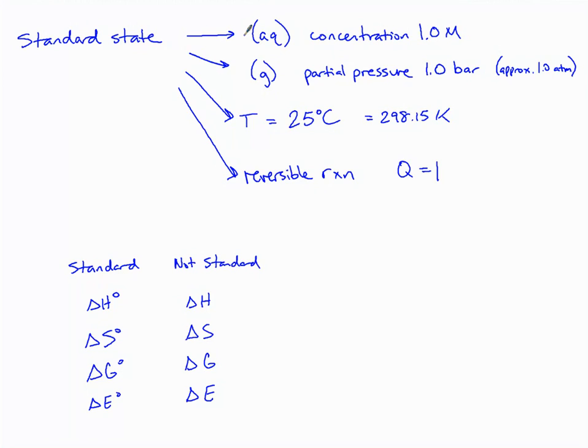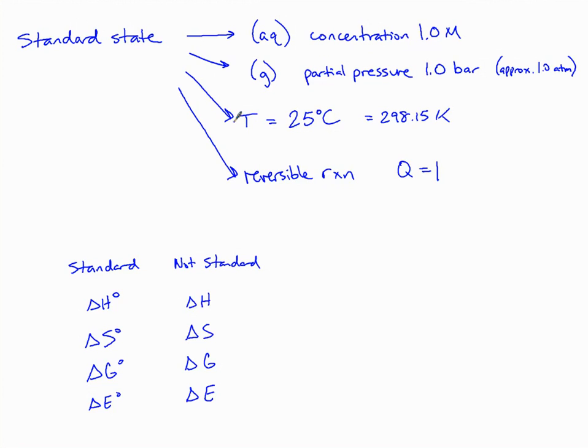If your substance is a gas, its standard state assumes that you have a partial pressure of 1 bar, which is approximately 1 atmosphere. Temperature for standard state is 25 degrees Celsius, or if you're in Kelvin, it's 298.15 Kelvin. And if you're talking about a reversible reaction, Q equals 1. So these are the requirements for your standard states.